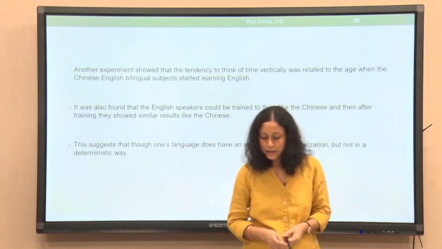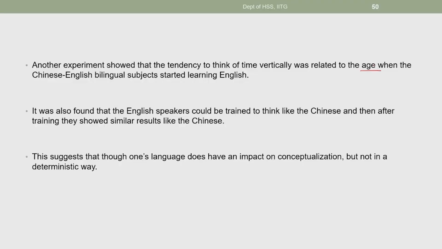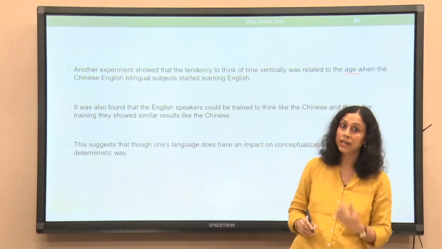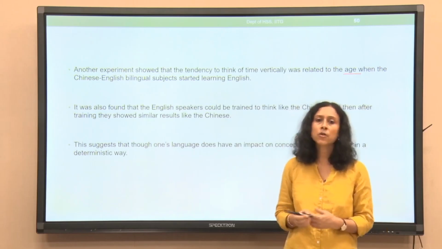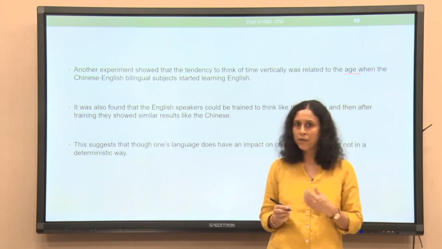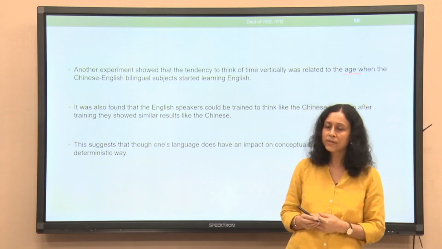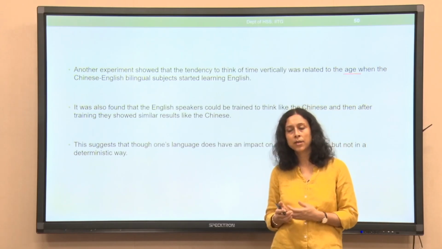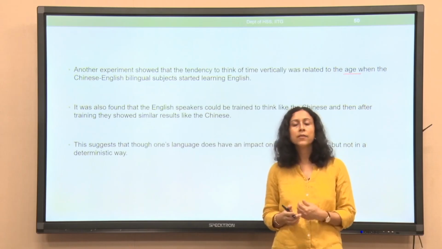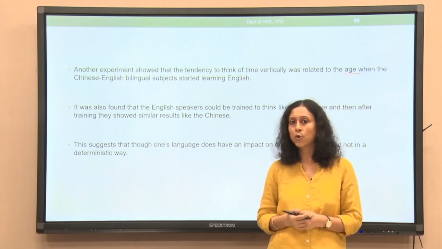Another experiment showed that the tendency to think of time vertically was related to the age when the Chinese English bilingual subjects started learning English. Now, in the previous study, typical Mandarin monolingual speakers were found to have a vertical understanding of time, but when it comes to a bilingual Chinese speaker who has one of the Chinese languages as his L1, first language, and English as L2, that becomes another interesting domain of study.